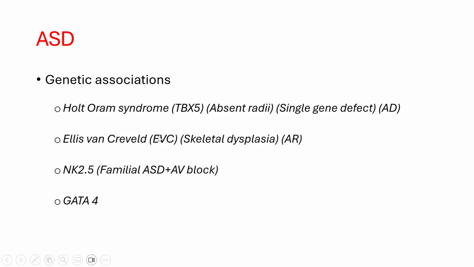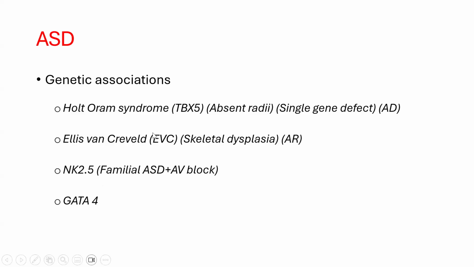Okay. Then EVC, the Ellis-van Creveld gene, which is also associated with the septum formation. And in addition, ends up with skeletal dysplasia as well. These are usually inherited as an autosomal recessive form. And then the NKX2.5 is associated with familial ASDs. So if you have ASDs that are running through families, and usually will come with AV blocks, then usually this is the gene that is implicated. And then there's GATA4 as well, which is also involved in ASD.